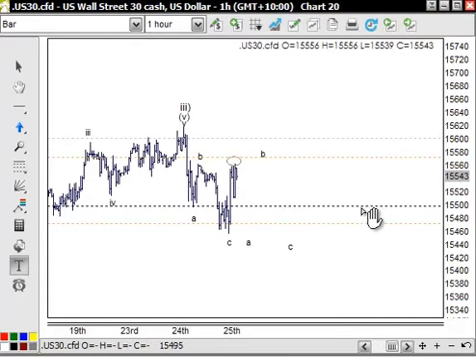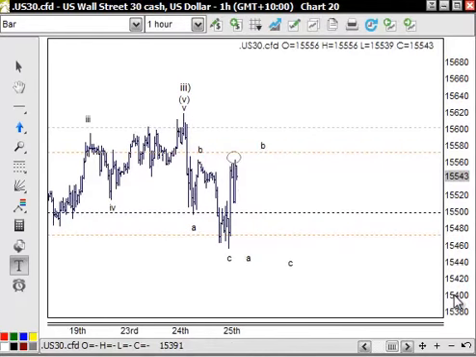We can see the degrees of wave structuring here that I've got into the S&P 500. Don't worry about that too much. I'm just always exploring different things. So it's just the fact that it's an ABC, so to speak.